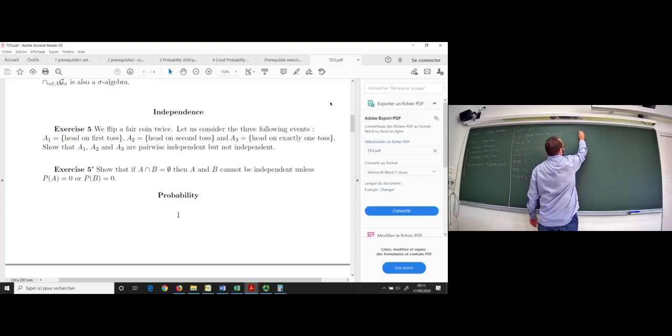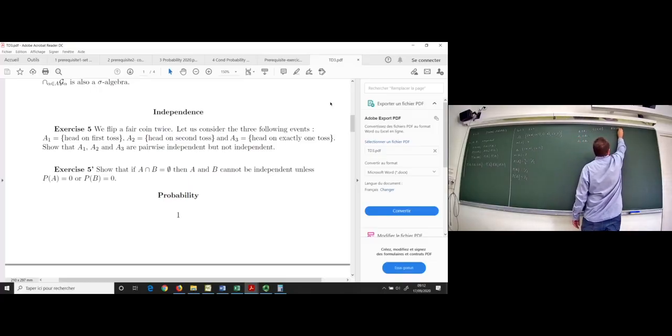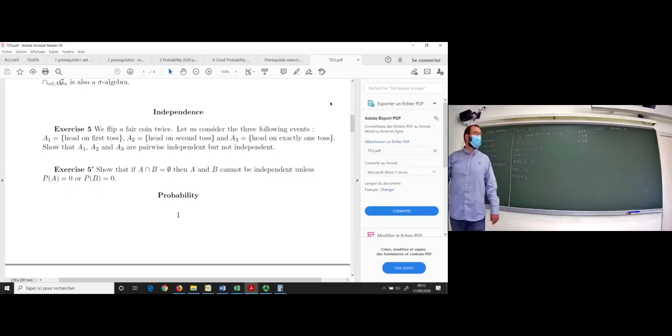What is A1 intersected with A2? What is A2 intersected with A3? And what is A1 intersected with A3? If I am in A1 and A2, it means head on the first, head on the second, head on both. So I have a single element here, that is head, head. And so the probability of A1 intersected with A2 is equal to 1/4, because I have only one element in the intersection.